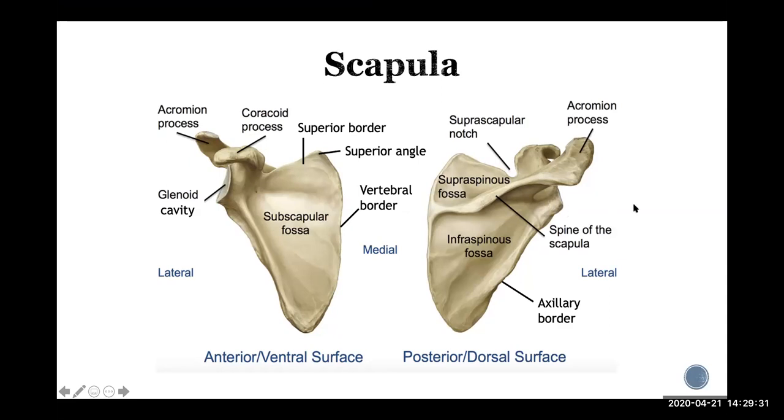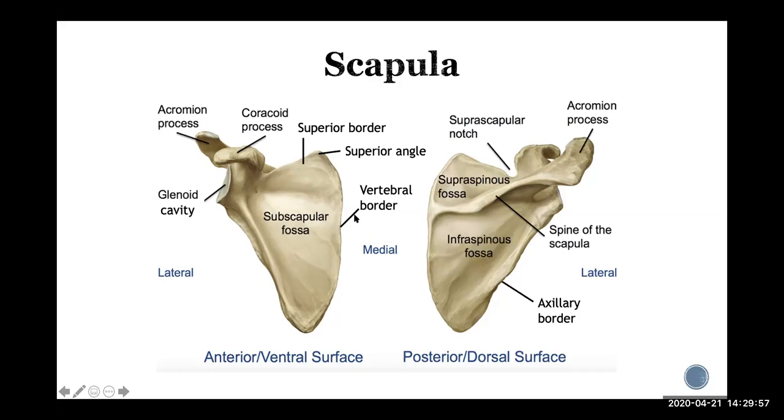In fact, I believe in your lab, all it says is spine. Yep, it's the last one. Spine, the spine of the scapula. So that's on the posterior side of the scapula. You can feel it from the outside. And above it, you have the supraspinous fossa. And below it, you have the infraspinous fossa.